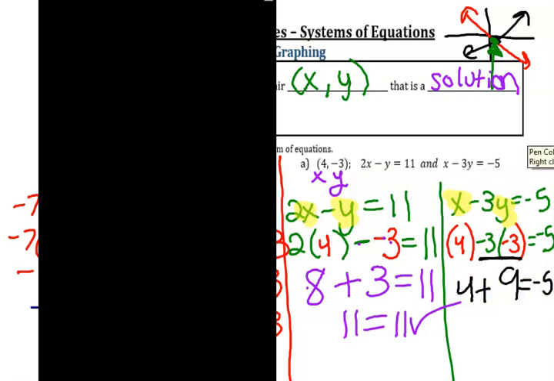So 4 plus 9 is 13. Now, does that equal negative 5? That would be no. So this is not a solution.